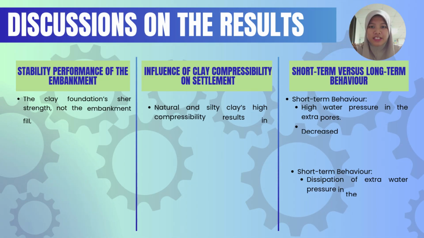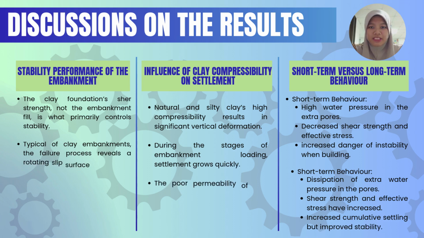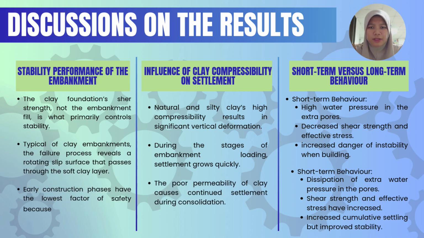From the stability analysis, the results show that the embankment remains stable, but the critical failure mechanism develops as a rotational slip surface through the soft clay foundation. This indicates that embankment stability is mainly controlled by the shear strength of the underlying clay rather than the embankment fill. The lowest factor of safety occurs during the early construction stages due to high excess pore water pressure, while stability improves after consolidation. In terms of settlement, significant vertical deformation occurs beneath the center of the embankment.